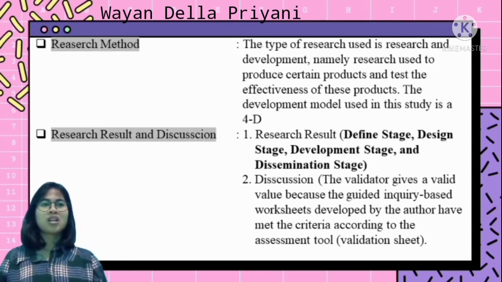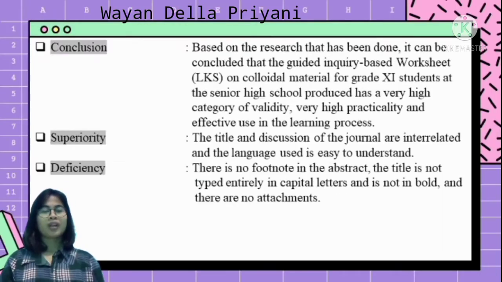2. Discussion. The validator gave valid value because the guided inquiry-based worksheet developed by the author has met the criteria according to the assessment tools validation sheet. Okay, last, conclusion. Based on the research that has been done, it can be concluded that the guided inquiry-based worksheet on colloidal material for grade 11 students at the senior high school product has a very high category validity, very high practicality, and effective use in the learning process.